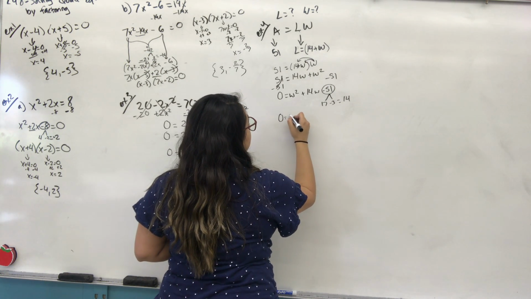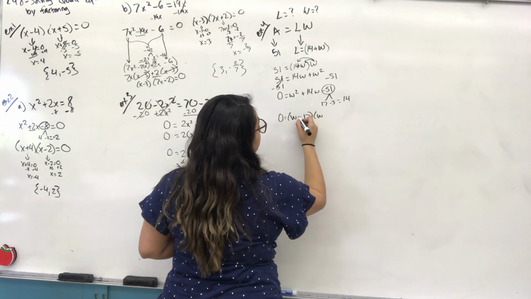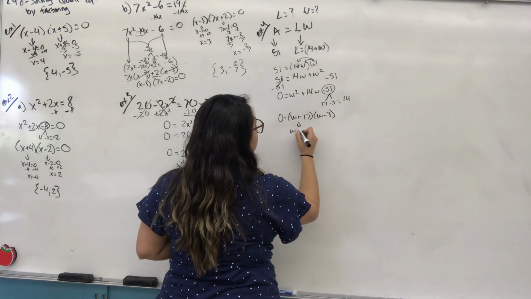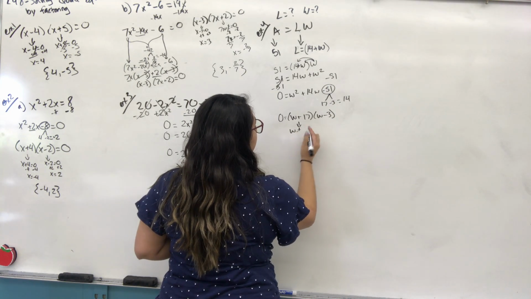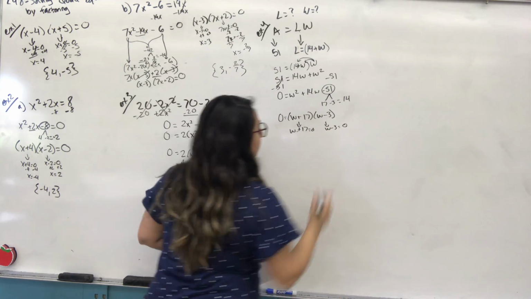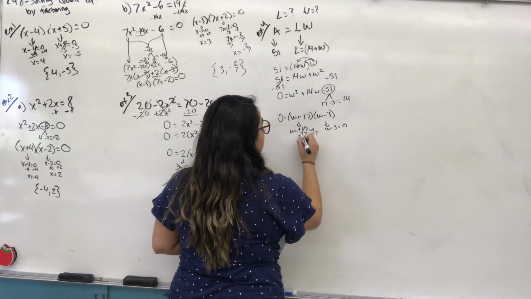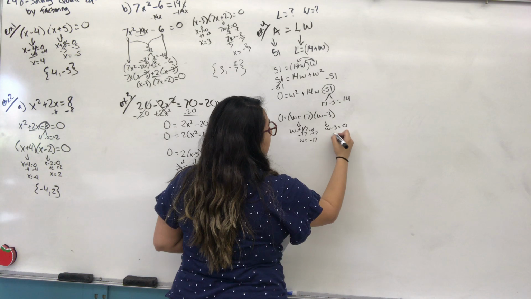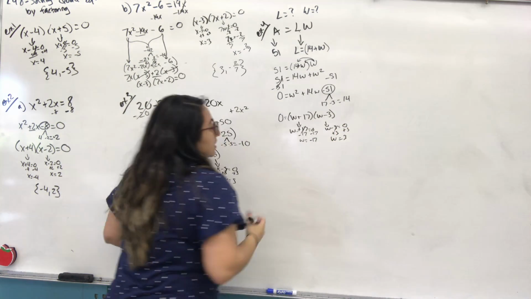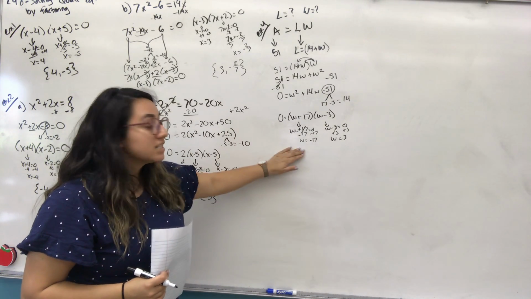Now we set each of these as a binomial, so W plus 17, W minus 3. We set each of these equal to 0. W plus 17 equals 0, W minus 3 equals 0. And then we solve for them. For this one, we subtract 17 from both sides, and we get w equals negative 17. Here we add 3 to both sides, and we get w equals 3. So we have it set equal to 0, we factor each one of these out, but this is not our answer.